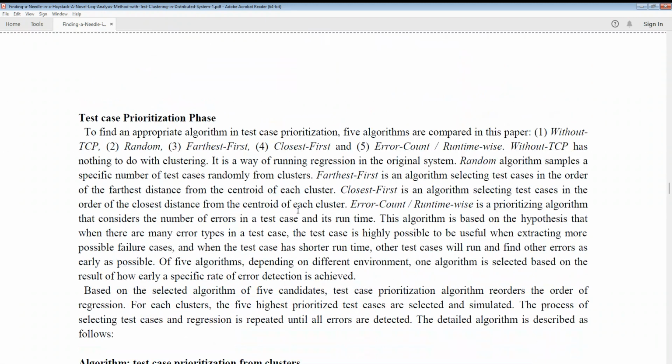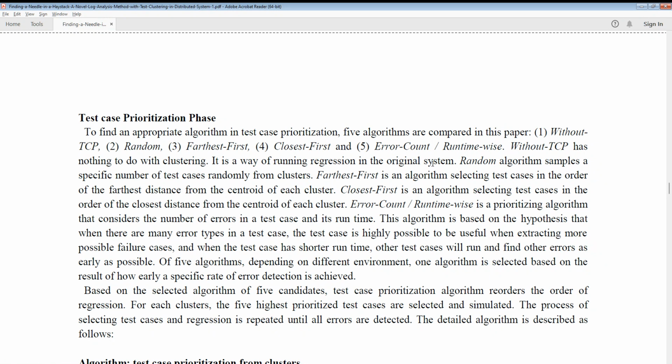Test case prioritization phase. To find the appropriate algorithm in test case prioritization, 5 algorithms are compared in this paper: 1, without TCP; 2, random; 3, farthest first; 4, closest first; 5, error count and runtime wise. Without TCP has nothing to do with clustering. It's a way of running regression in the original system.